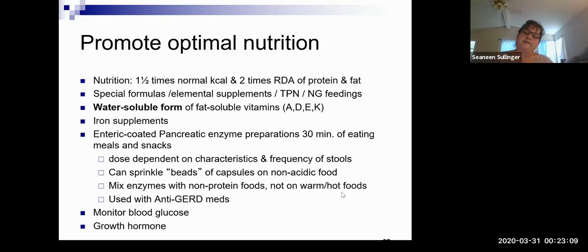So they're taking all these supplements, all these pills, the iron, the special formula, the pancreatic enzymes. So you want to take that 30 minutes before eating a meal or snack. It's dependent on the frequency of stools, and it's individual to each patient. You can also put beads on non-acidic food, and use anti-GERD medications as well. Check your blood glucose, and sometimes they'll even check the growth hormone, because sometimes growth can be stunted.